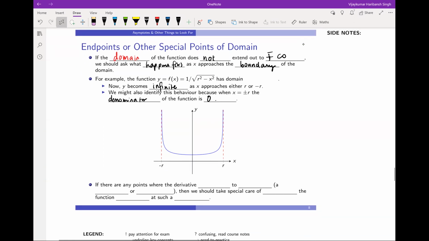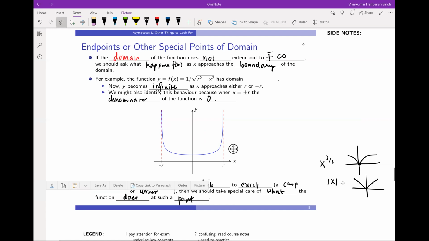Now, there are a few more points to consider, where the derivative fails to exist. It could be either a cusp, like you have in the case of x to the power 2 by 3. Recall the graph looks like this. So there's a cusp, the derivative does not exist. Or we have a corner, like the absolute value of x, right? So where the function has a cusp or a corner, we should take special care of what the function does at such a point, right? What kind of behavior it has at those points.